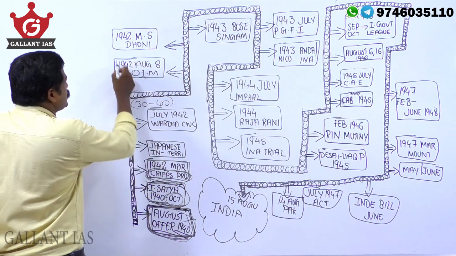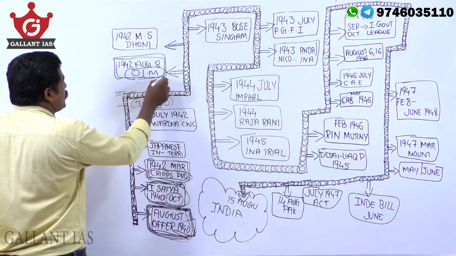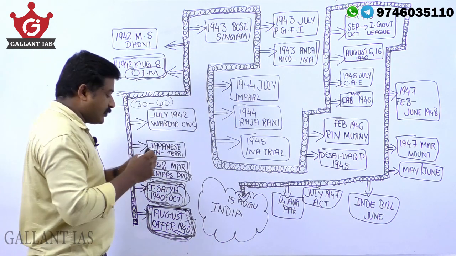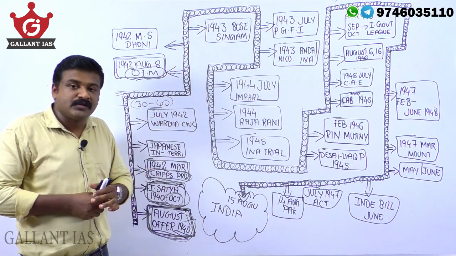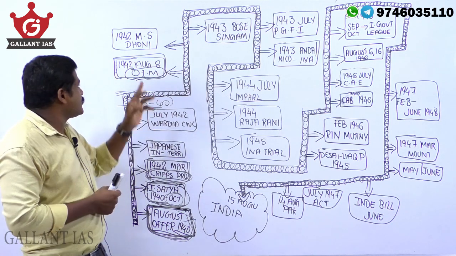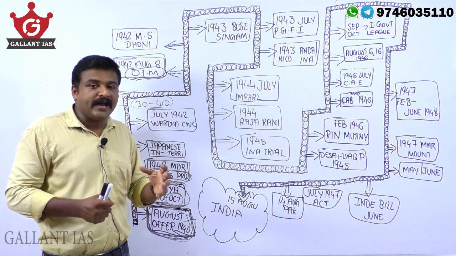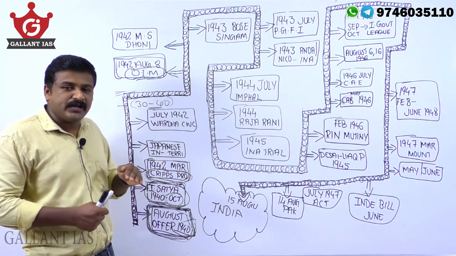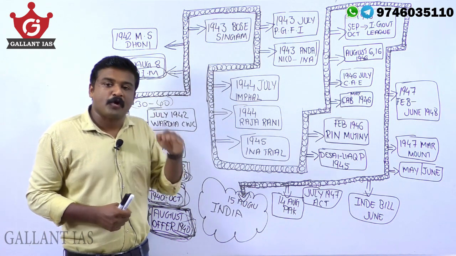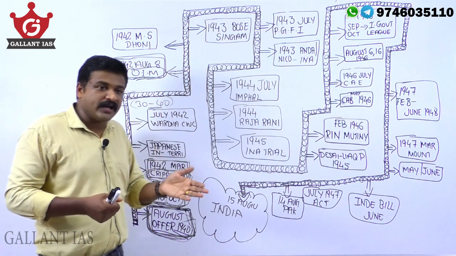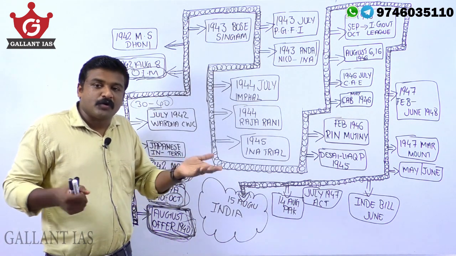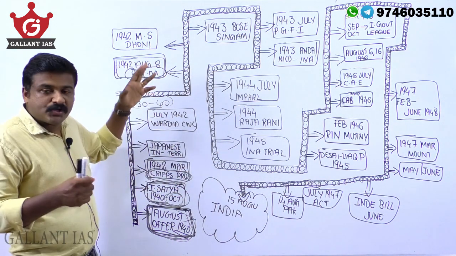In 1942, on August 8, Gandhiji announced the Quit India movement at the Gowalia Tank Maidan. Gandhiji gave a call, the do or die mantra. That night itself, in a single sweep, all the prominent national leaders were arrested, put in jail, deported to unknown places. Then there is the Quit India movement.